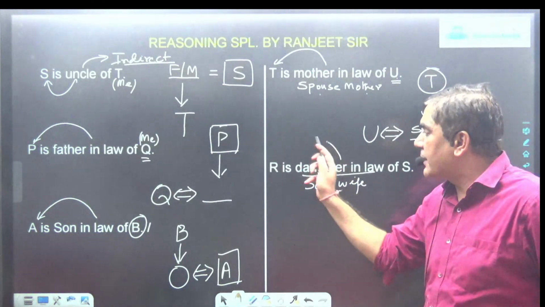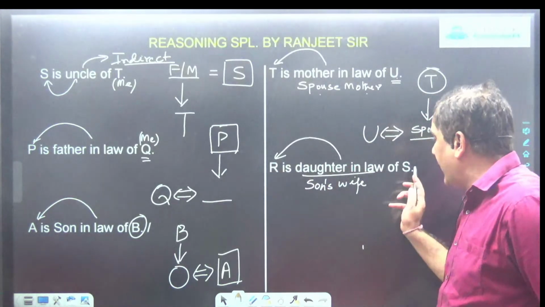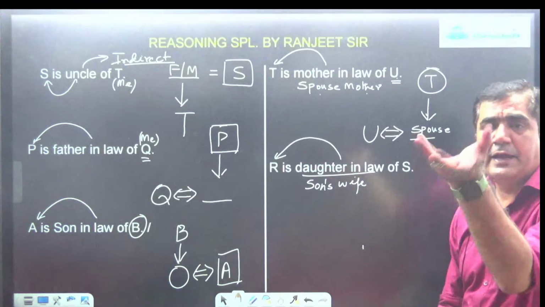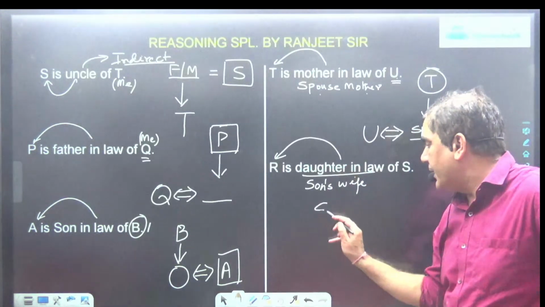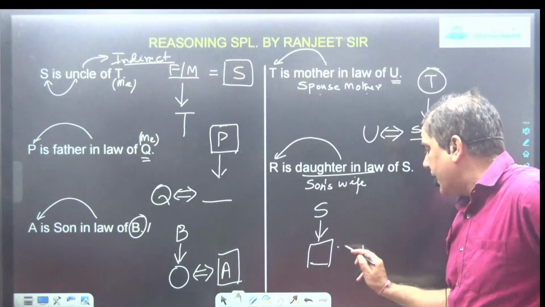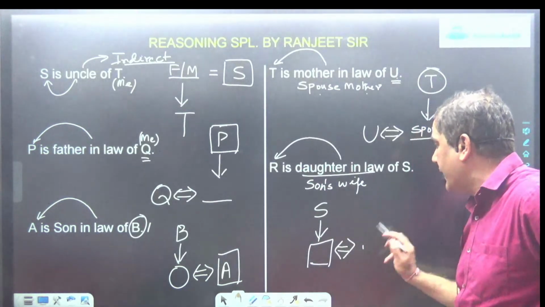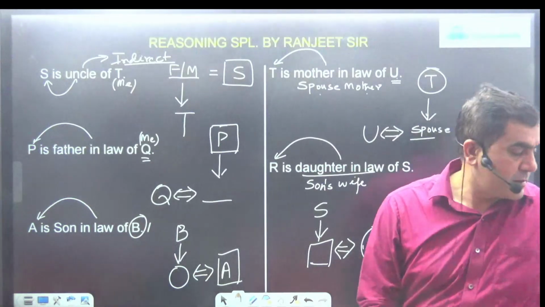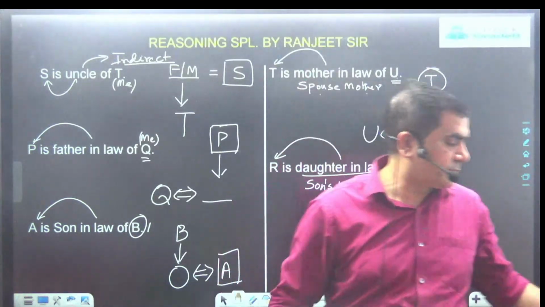And who is the daughter-in-law? R. It means if I am S, then my son's wife will be R. So if I am S, I have to plot my son. Here comes my son, and the son's wife will be R. So son's wife means female. Clear?